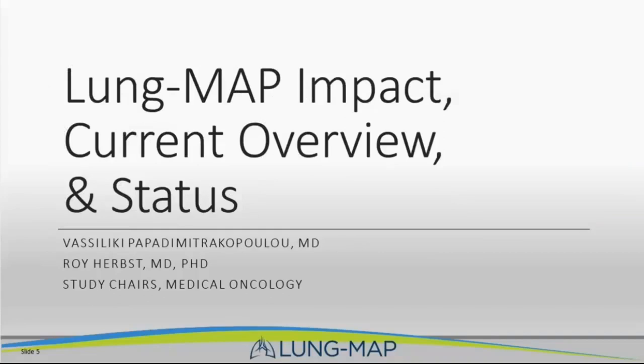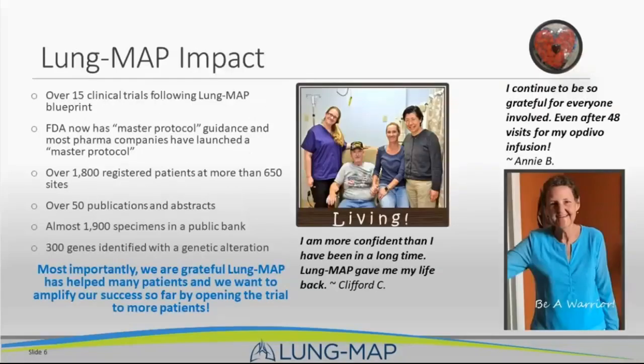Briefly, I'm going to go over what Lung Map has achieved in a summary, where we are standing today, and hopefully where we are going very, very soon. This is a critical inflection point for the clinical trial as a whole because we're expanding our eligibility criteria, and with that, we're also revamping several parts of the structure. So for historical reasons, I think it is important for us to go over the impact that the study had.